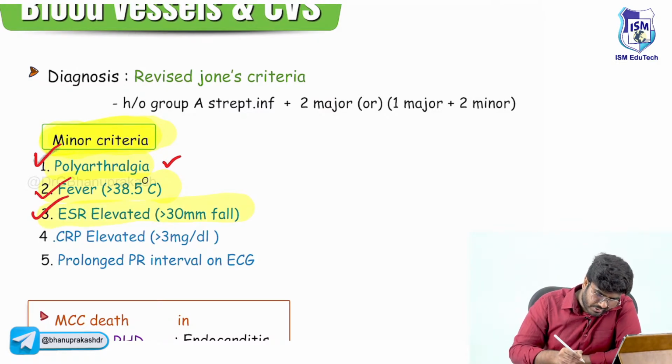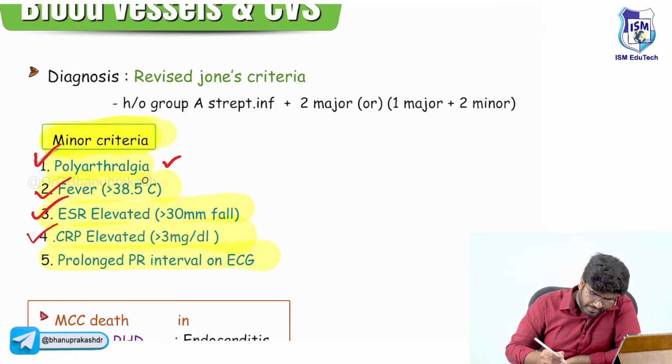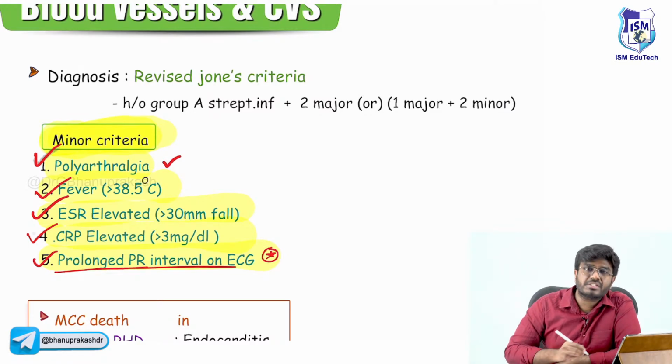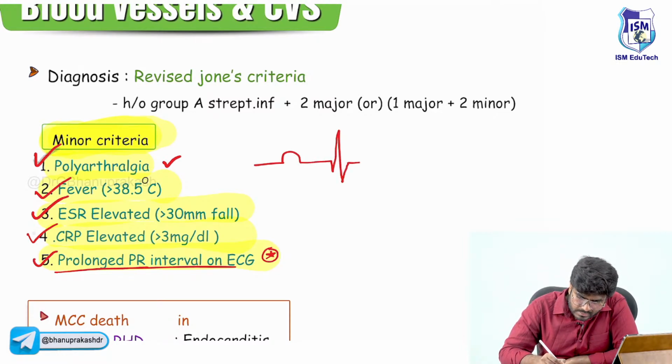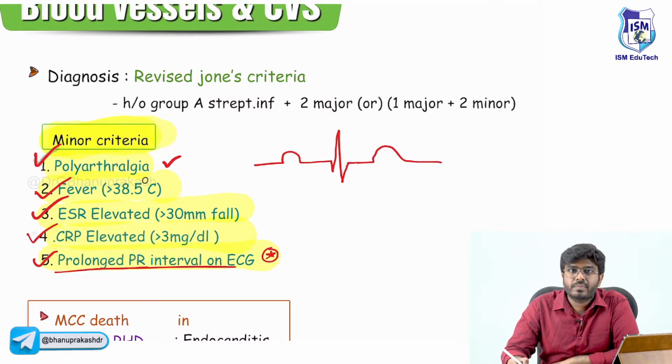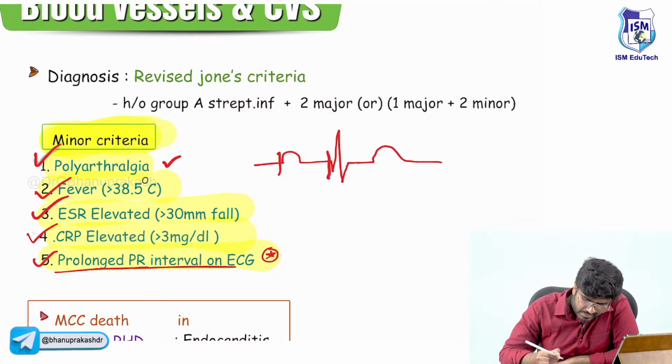CRP levels, acute phase reactants, CRP levels are elevated, and prolonged PR interval in the ECG. Okay, prolonged PR interval in the ECG. In the ECG, you know, right? See, this is the P wave, QRS. So this is the PR interval.